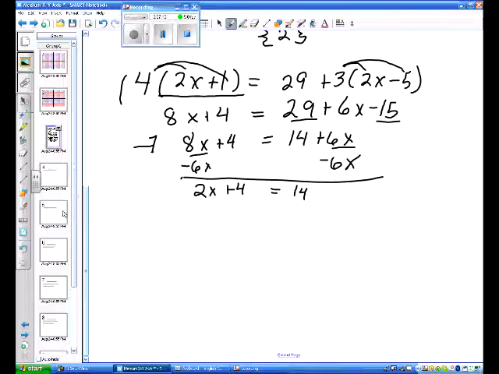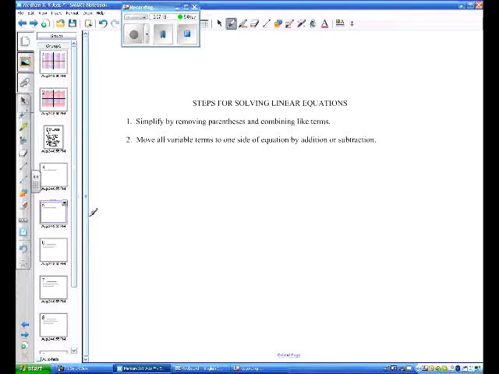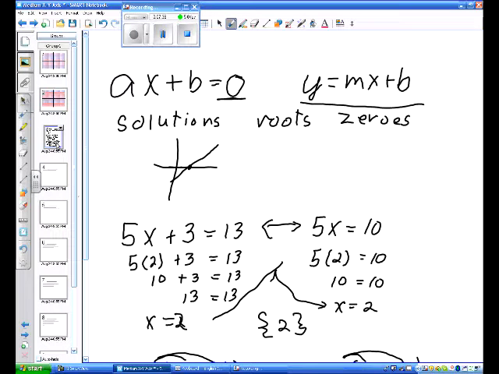So our second step in solving our equations, after we remove the parentheses and combine like terms, is to move all variable terms to one side of the equation. It doesn't matter which side you move it to, but you move it to one side, and you do that by addition or subtraction.